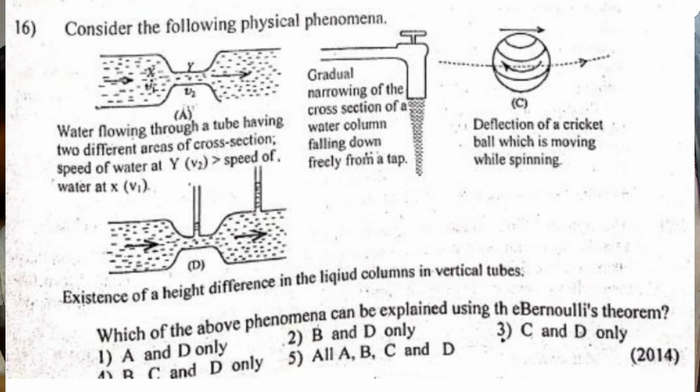C: deflection of a cricket ball which is moving while spinning. D: existence of a height difference in the liquid column in a vertical tube. Which of the above phenomena can be explained by using Bernoulli's theorem?